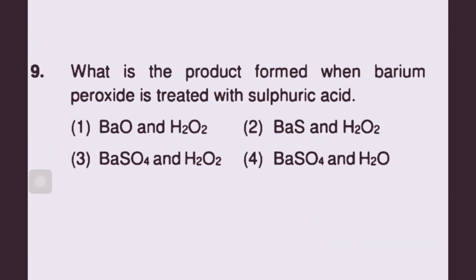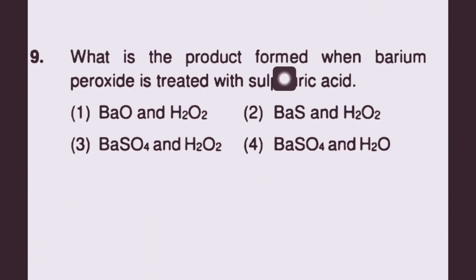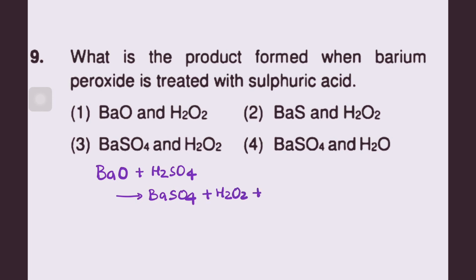Now, question number 9. What is the product formed when barium peroxide is treated with sulfuric acid? Barium peroxide, that is basically BaO2. When a peroxide is treated with acid, you will get a salt, that is BaSO4, plus H2O2 plus water. And this barium peroxide basically exists in the form of BaO2, I'm sorry, BaO2 is barium peroxide, BaO is barium oxide. It exists in the form of BaO2 dot H2O solid.